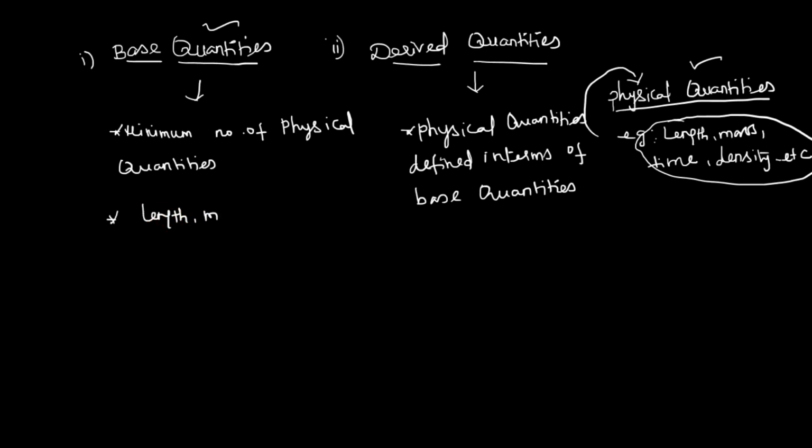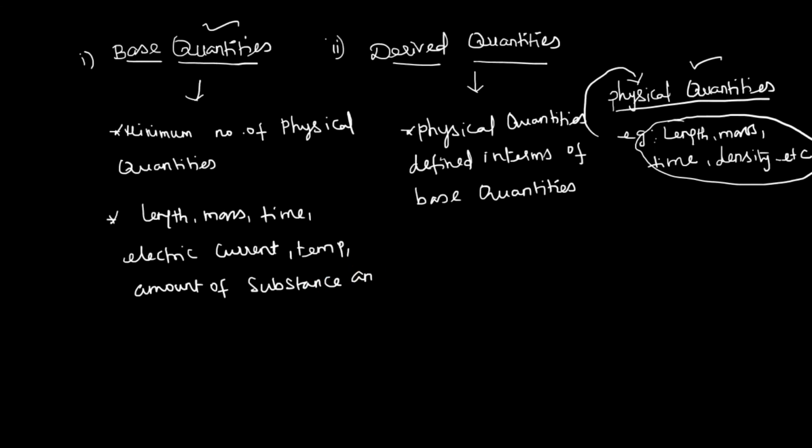Length, mass, time, electric current, temperature, amount of substance and intensity of light. These are the examples. So what are my derived quantities? They depend upon the base quantities, and that is called derived quantities. Depending on length, mass, time, electric current, we have to define derived quantities. For example, speed, area.